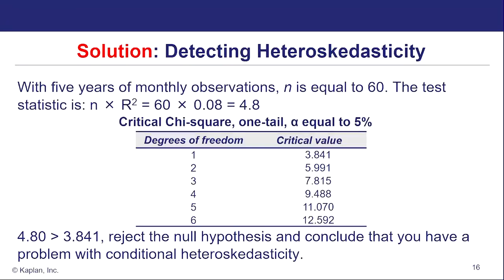Now compare it to the critical value from the chi-square table. Again, if you're going to be tested on it, a partial chi-square table will be provided. So the level of significance is 5%, and they have given you the partial table. How many degrees of freedom? Remember, degrees of freedom is k, which is equal to 1 in this example. So with 1 degree of freedom, the critical value is 3.841. Compare it to 4.8. And we know that 4.8 is obviously greater than 3.841. So we reject the null, and you have a problem with conditional heteroscedasticity.